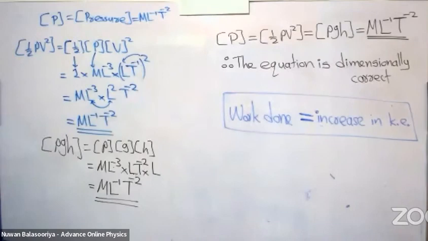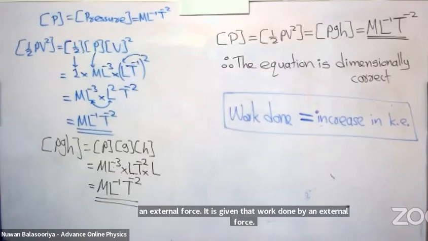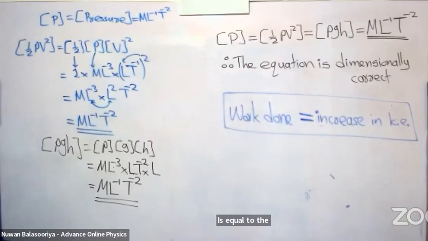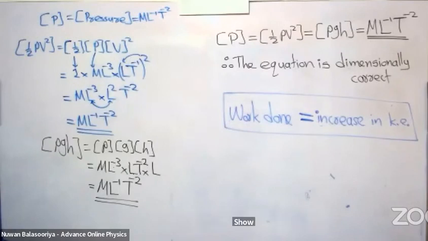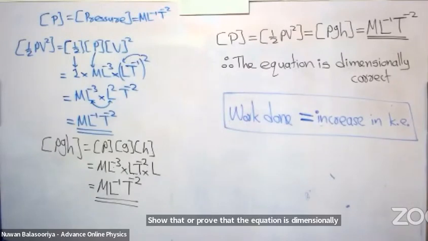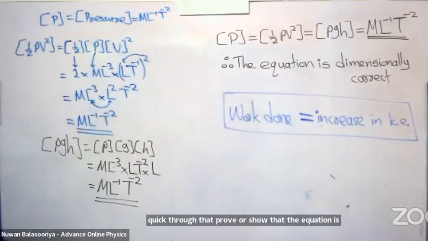I'll repeat the question. It is given that work done by an external force is equal to the increase in kinetic energy. Show or prove that the equation is dimensionally correct.